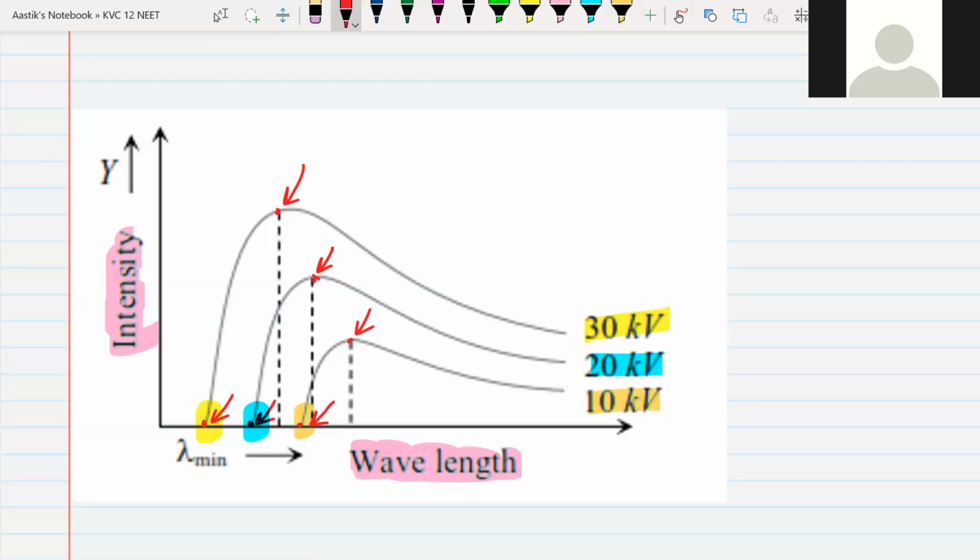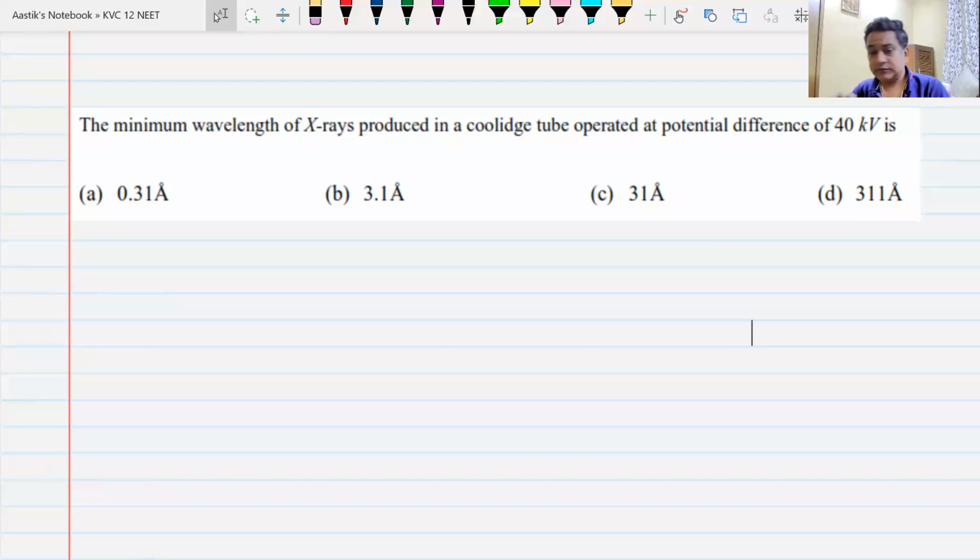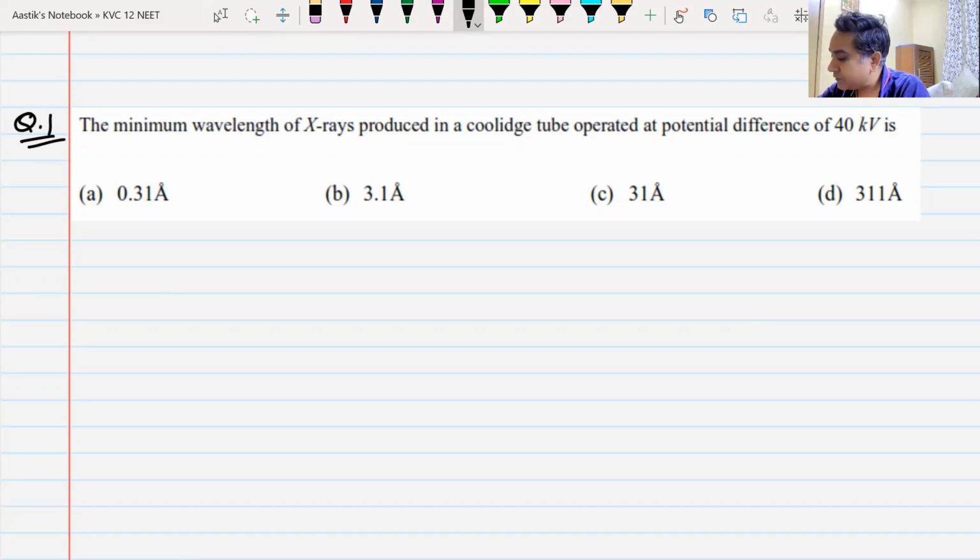Okay. Then we move on to this question. It's a straightforward question. The minimum wavelength of X-ray produced in a Coolidge tube, which is operating at a potential difference of 40 kilovolt, sorry, not watt. 40 kilovolt is how much? Straightforward question. You'll get straightforward questions in this.